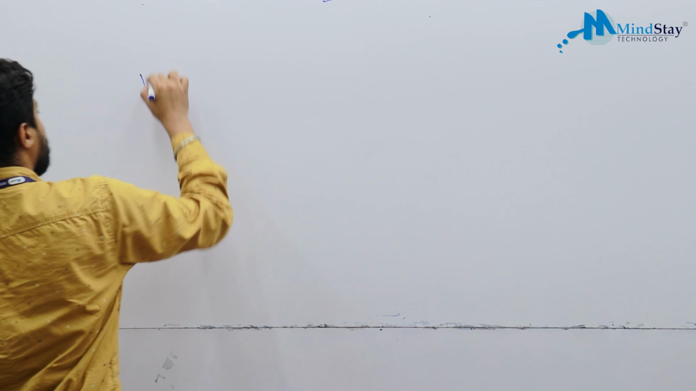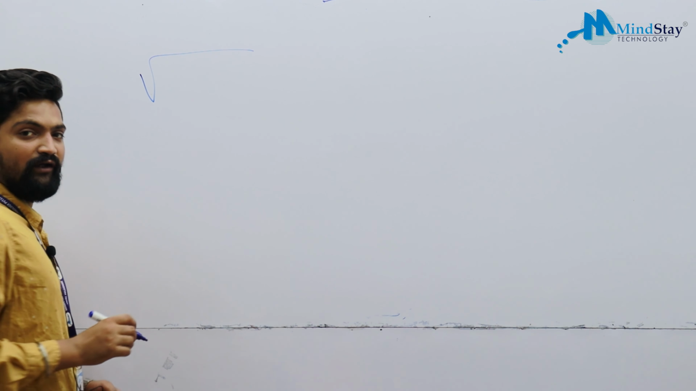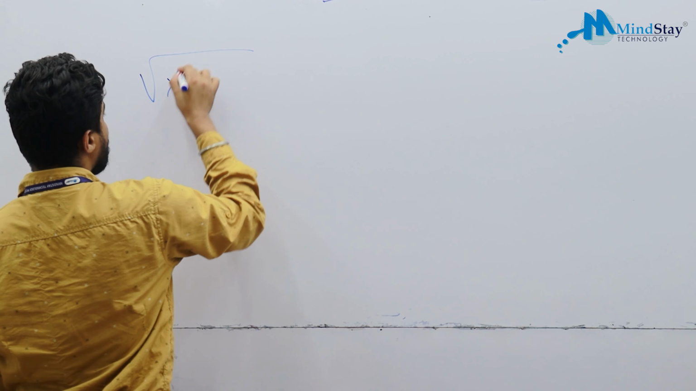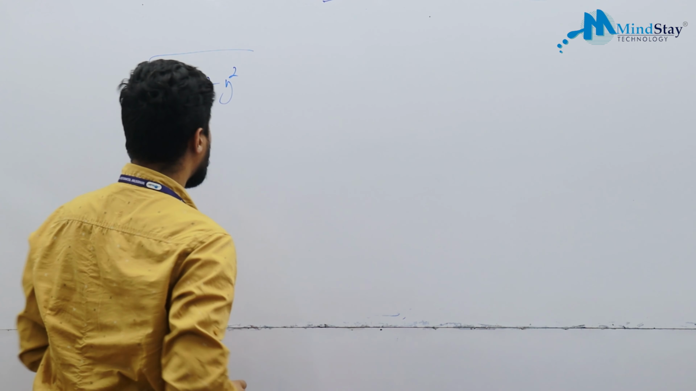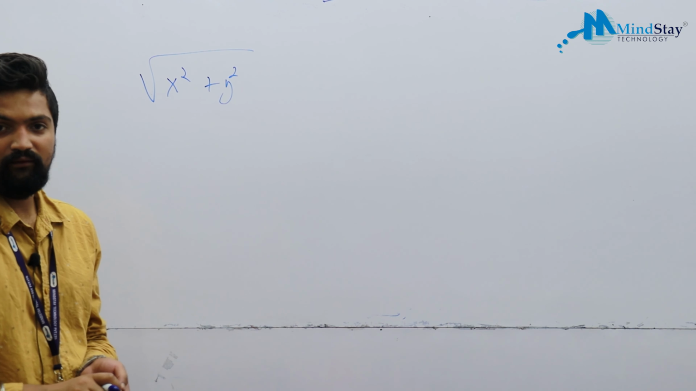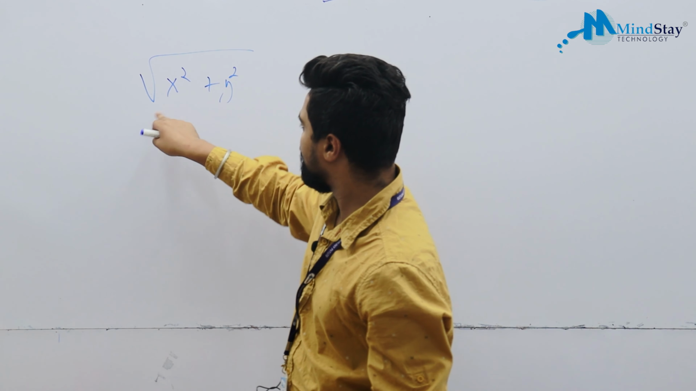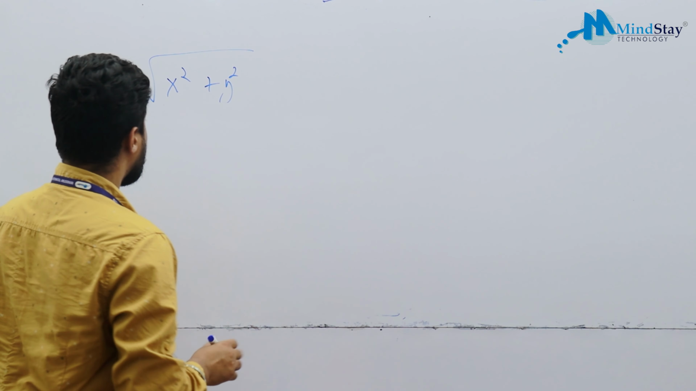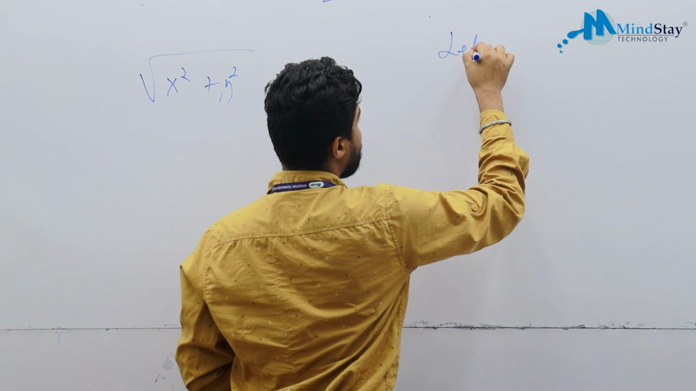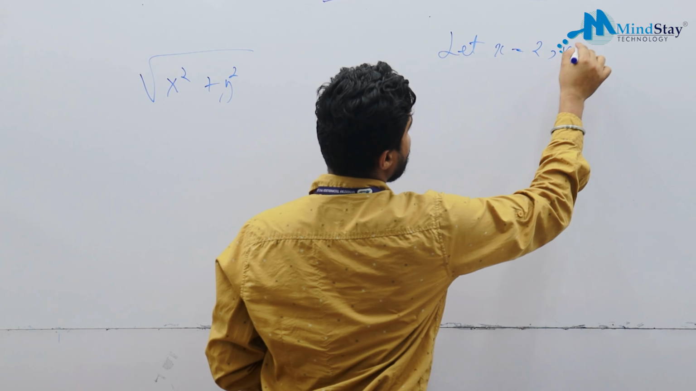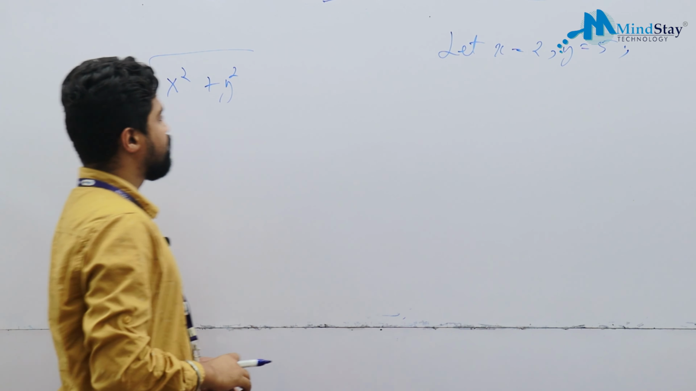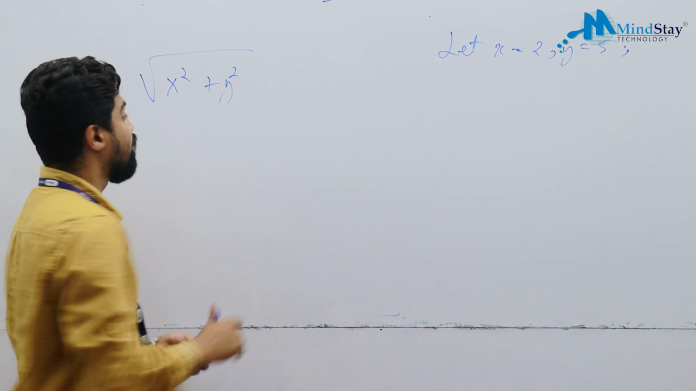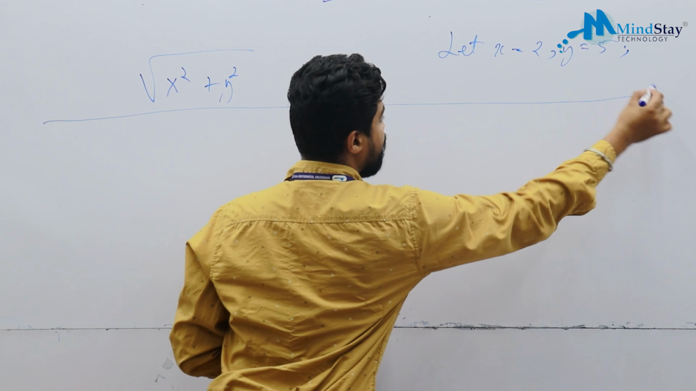Let us say the example for you is this. Find the square root of the expression x squared plus y squared. If you see, this entire expression is inside the square root, right? So first let's put the variable values to it also. Let's say x is equal to 2 and y is equal to 5. So let's start coding.